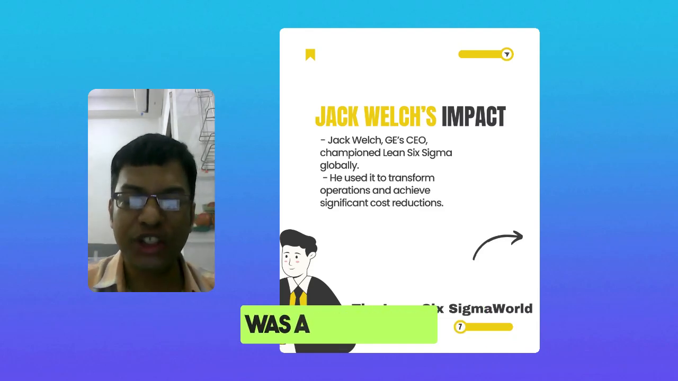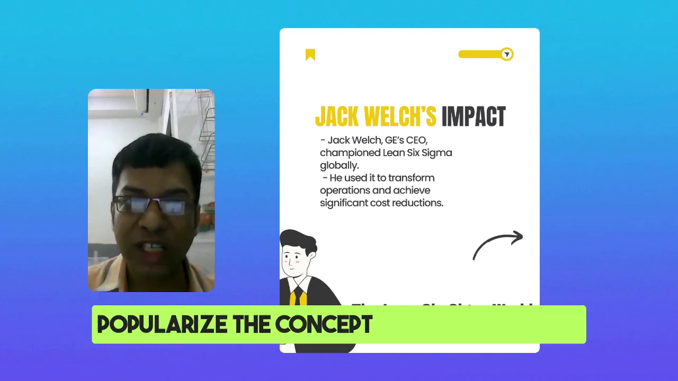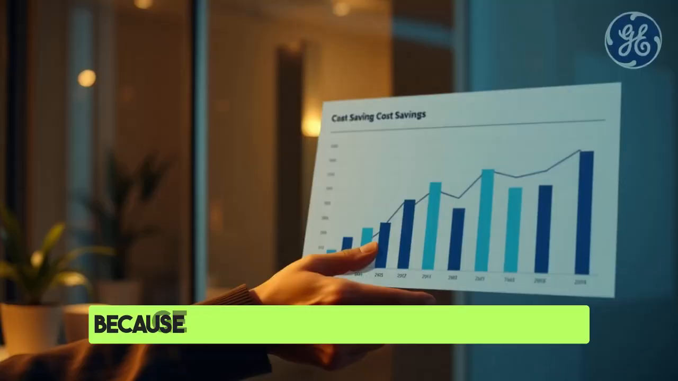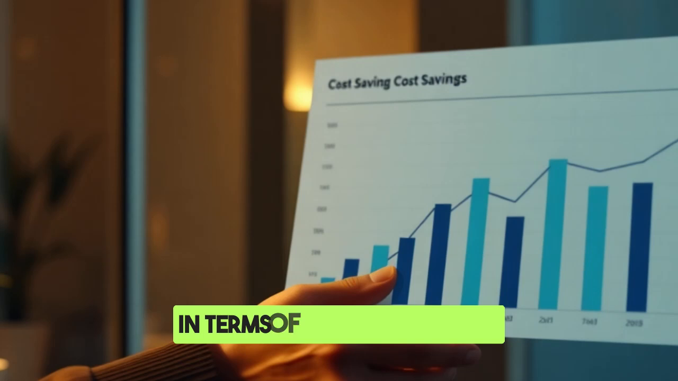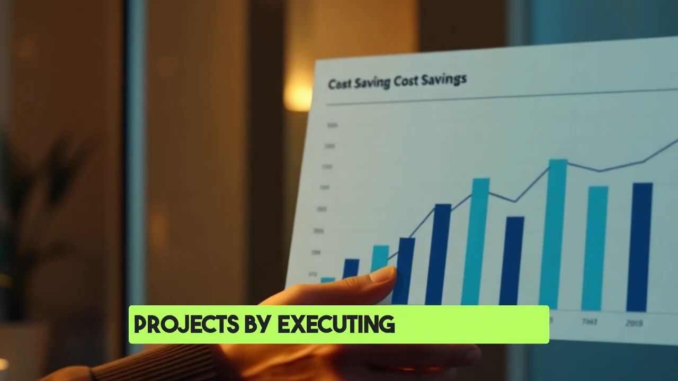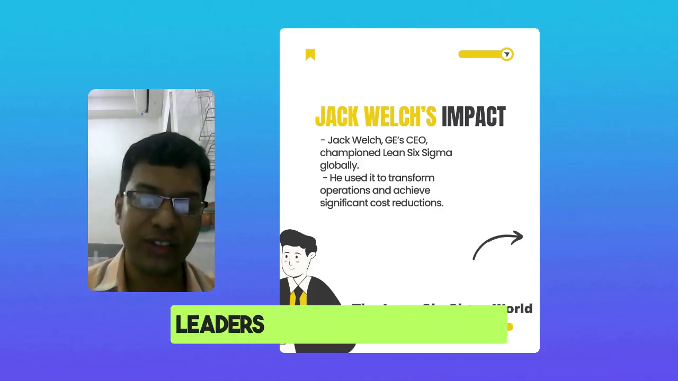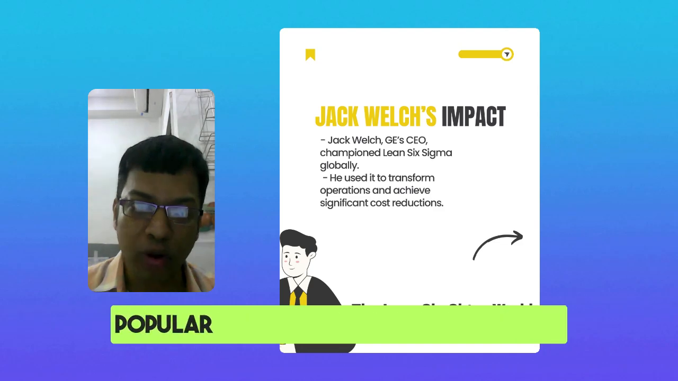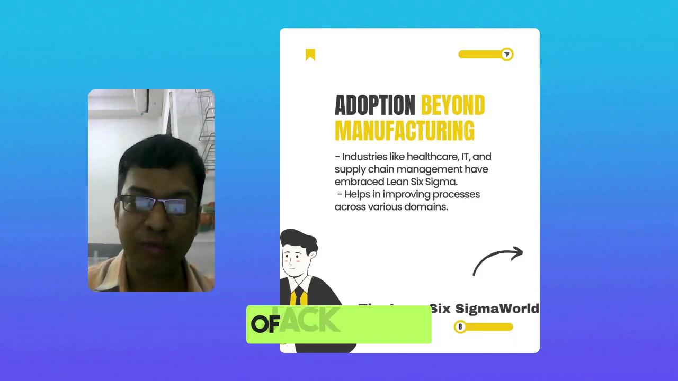So now we need to know the Jack Welch impact. Jack Welch was the CEO of GE. He was also a Lean Six Sigma champion. He basically helped to popularize the concept of Lean Six Sigma all over the world, because GE implemented the Lean Six Sigma concepts and they got huge success in terms of cost savings by executing various cost saving projects, which influenced the world leaders and helped popularize the concept of Lean Six Sigma all over the world. That was basically the impact of Jack Welch.